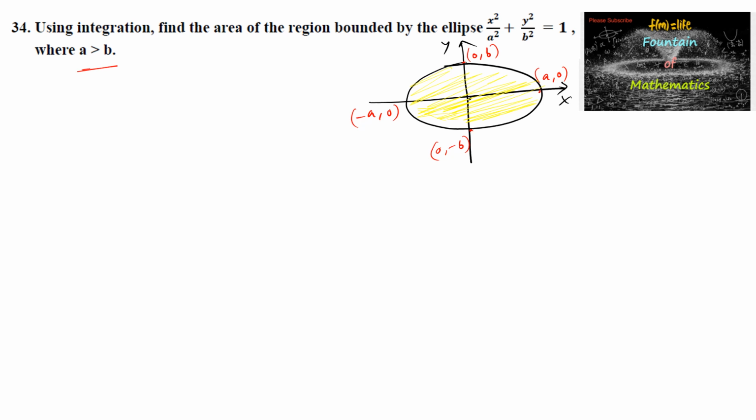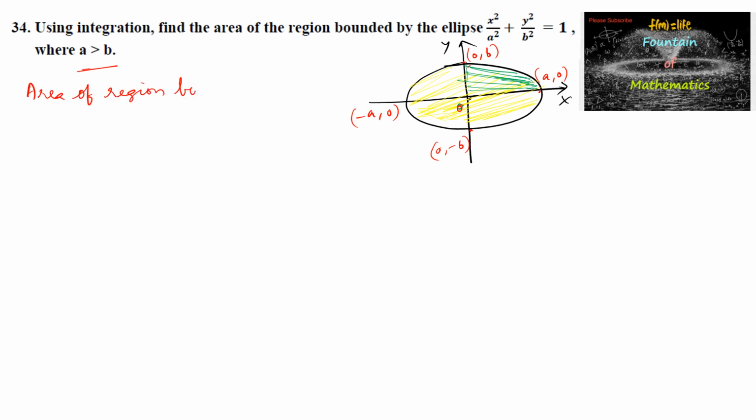And we can also see that this is symmetrical about both x-axis and y-axis, and this ellipse is divided into 4 quadrants, we can say. So this is the first quadrant, and all quadrants are similar. So even if we can find one quadrant also, it is enough. So we can multiply with 4 times.